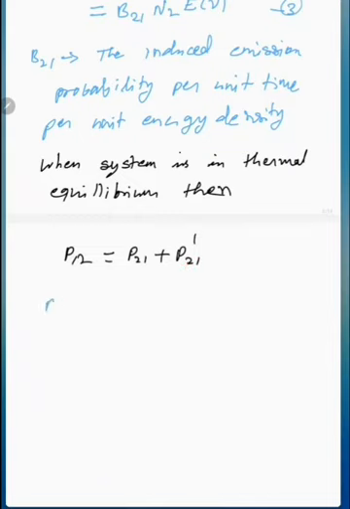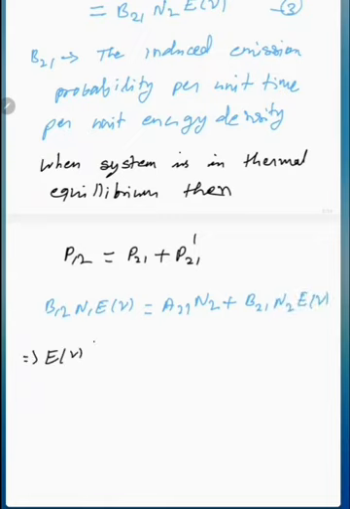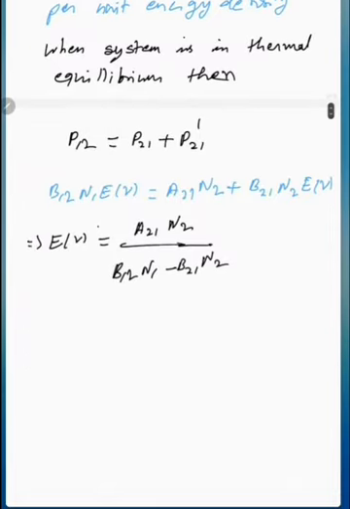Then we get B12 N1 E nu is equal to A21 N2 plus B21 N2 E nu. We can see that this term has E nu and this term also has E nu. Now when we solve this equation for E nu, we get E nu is equal to A21 N2 upon B12 N1 minus B21 N2.